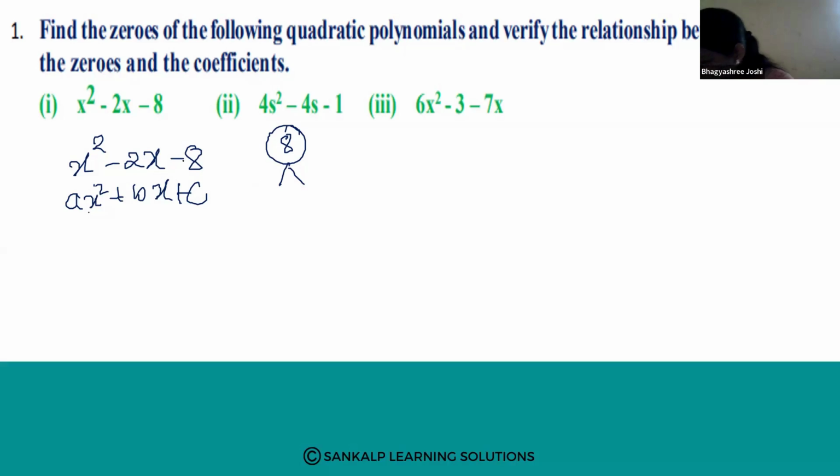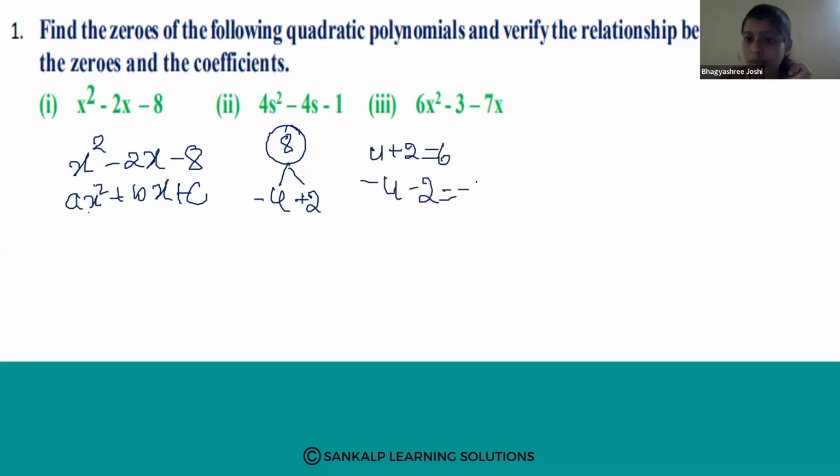Okay. Yes, very good. 4 and 2. 4 2s are 8, and minus 4 plus 2. Which signs should I put? That is also very important. See, 4 plus 2 is 6. Minus 4 minus 2 is minus 6, right? So what do I want? I want minus 2. For that, I have to put 4.